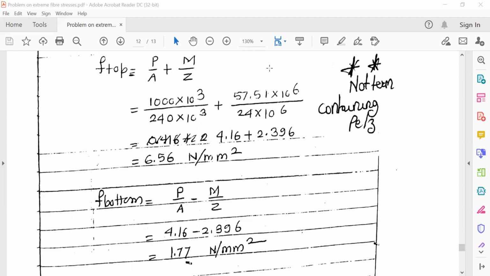So extreme fiber stresses at the top के लिए formula रहेगा P by A plus M by Z. So P क्या है? P is your pre-stressing force, that is 1000, that is given to you, upon area, plus M, that is moment, upon Z, that is the section modulus. So at the top, extreme fiber stresses at the top आपको मिलता है 6.56 Newton per mm square. And same for the bottom, P by A minus M by Z. So just do this calculation, see whether you are also getting the same answers or not.